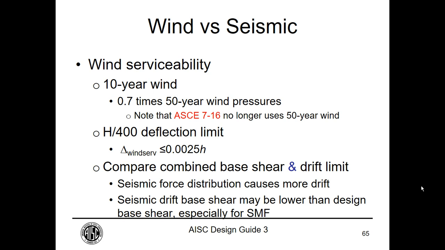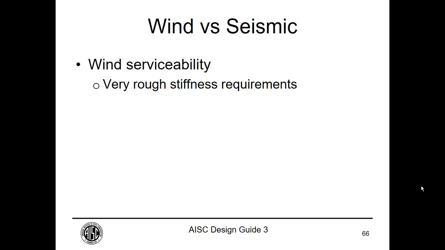So if we have a drift limit of 2% for seismic, and the shear that corresponds to that is 100 kips, but the design base shear is 200 kips, if we use the design base shear, we would be saying we have a much lower stiffness requirement. So as we go through this, hopefully that will become very clear.